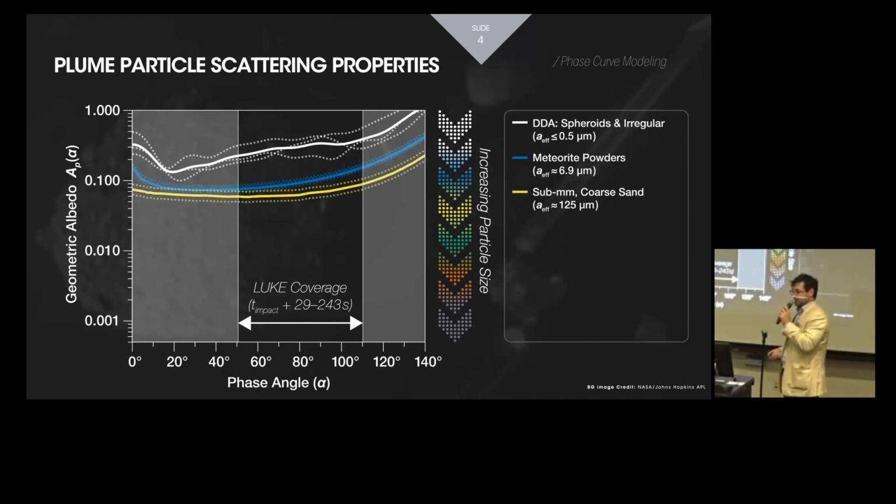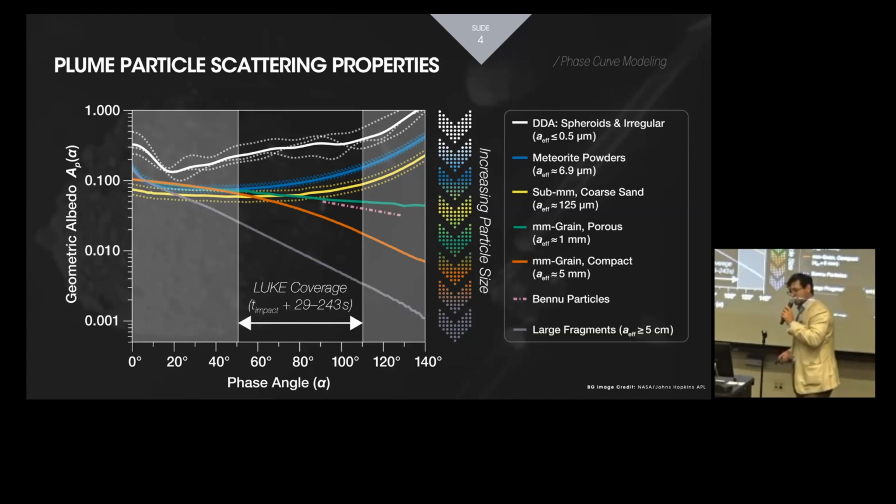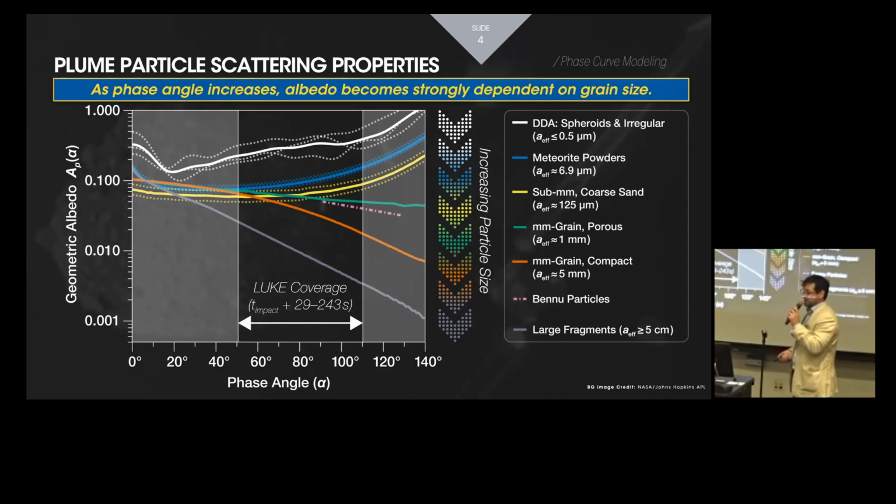We then look at particles of larger sizes, created in part using lab measurements, in the micron and hundreds of micron regime, and then the millimeter regime, again with lab measurements, and also measurements of particles orbiting around Bennu. Finally, a model for the very large fragments using the Lommel-Seeliger method. You can see that now the slope is pointing in the opposite direction. So we have this powerful trend where, as phase angle increases, albedo becomes strongly dependent on grain size. And so we can apply this knowledge to the observations.